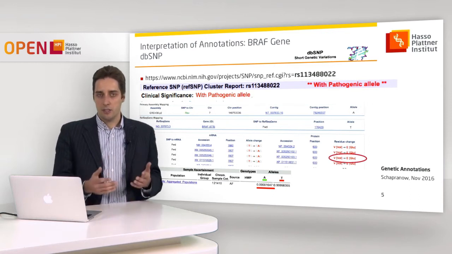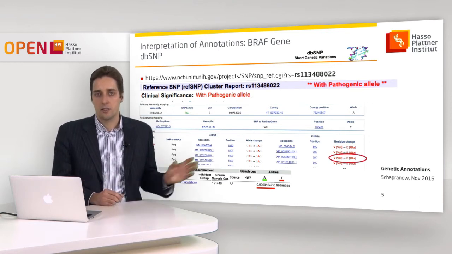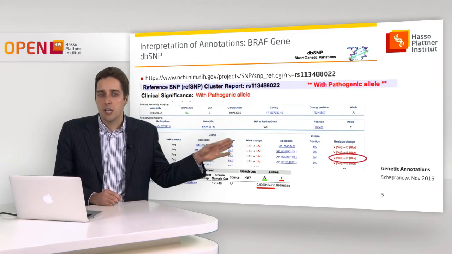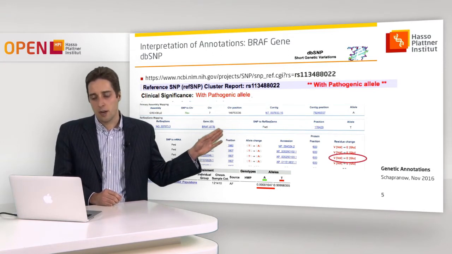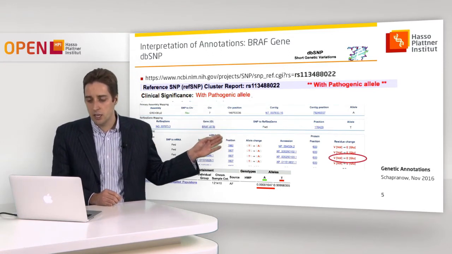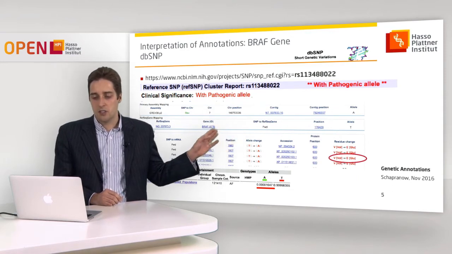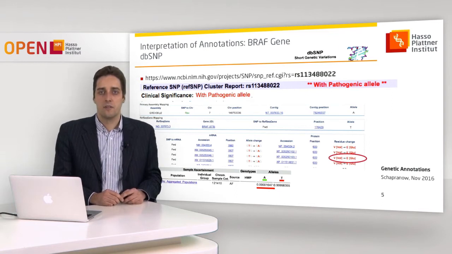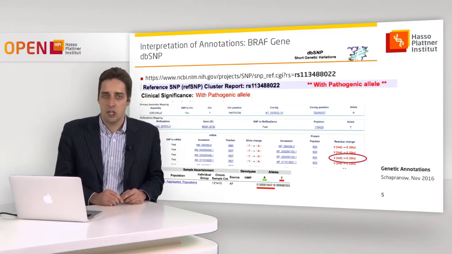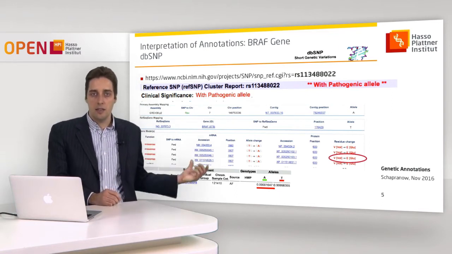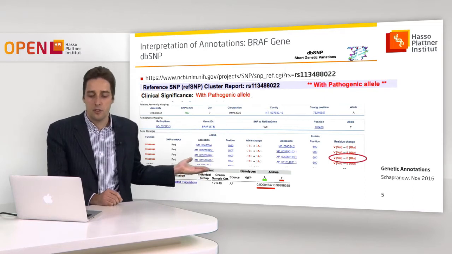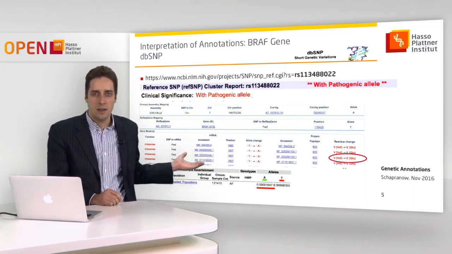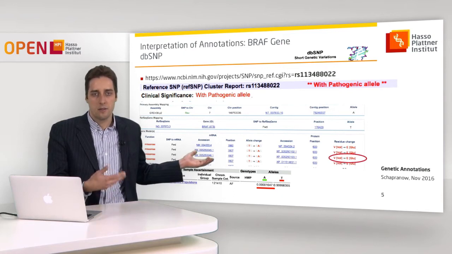And this T2A change results in a functional change, and this is shown on the right-hand side, the change in the amino acids, right? And you see something like V is changed to E, and the position is the 600 position in amino acids. So it's called a V600E change.